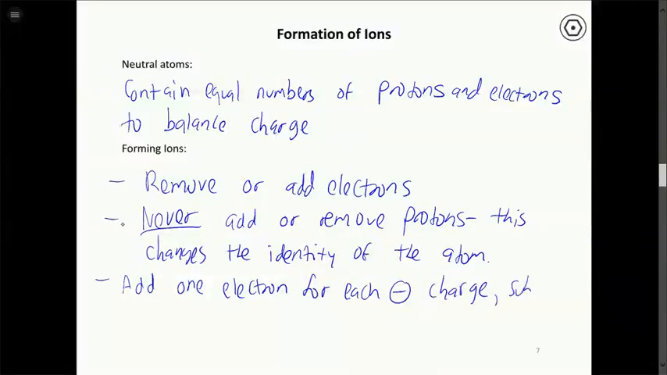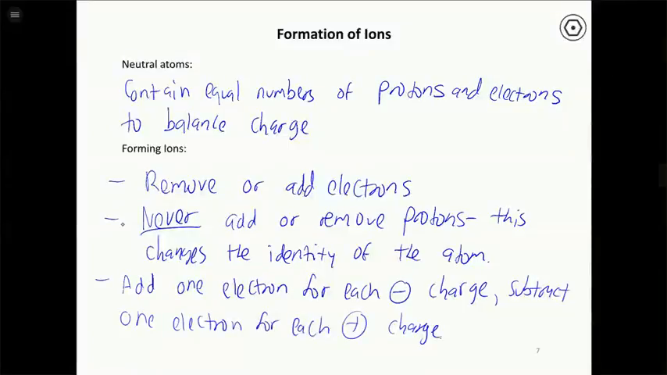And then if we have positive charges, of course we're going to subtract electrons to give a net positive charge. So the key difference between an atom and an ion is that in an atom, the number of protons and electrons have to be equal to balance the charge. In an ion, they will not be equal. You'll either have extra electrons or extra protons, whether the charge is negative or positive, respectively.